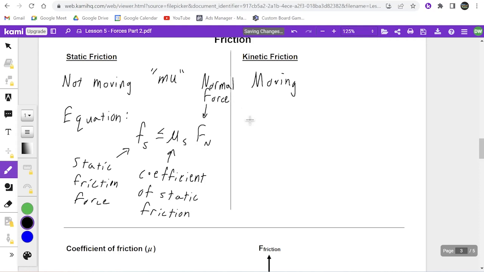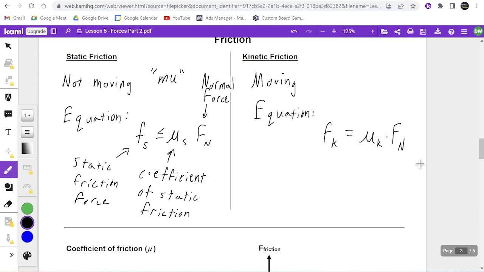Okay. Next, we have kinetic friction. Kinetic friction will be moving. It has an equation, and this one's more friendly. This equation is just an equal sign: Fk equals mu k times the normal force. So in other words, it's basically the same equation, but now I have to explain the less than or equal to sign, and does that matter? And the answer is yes, it does matter.